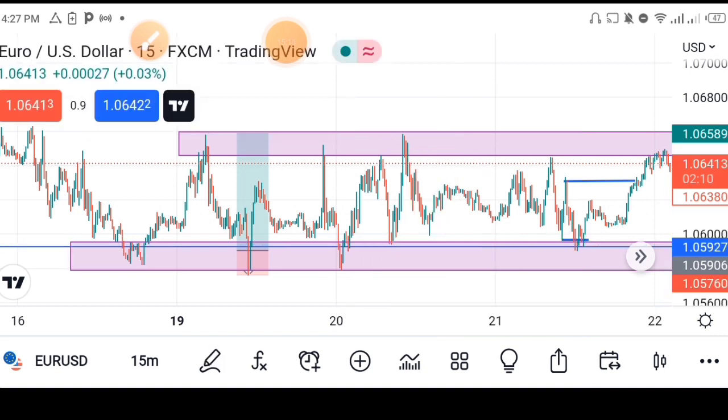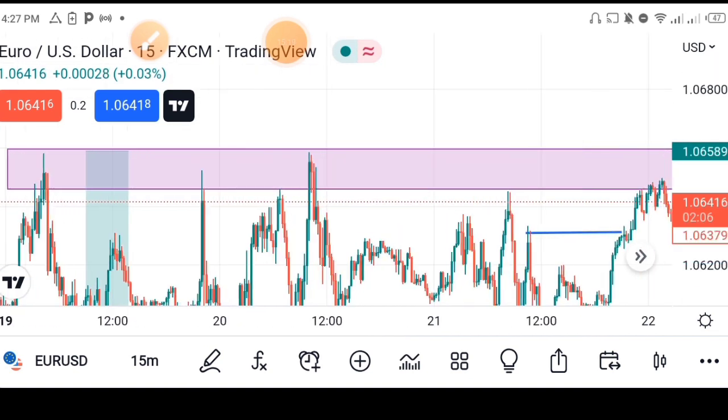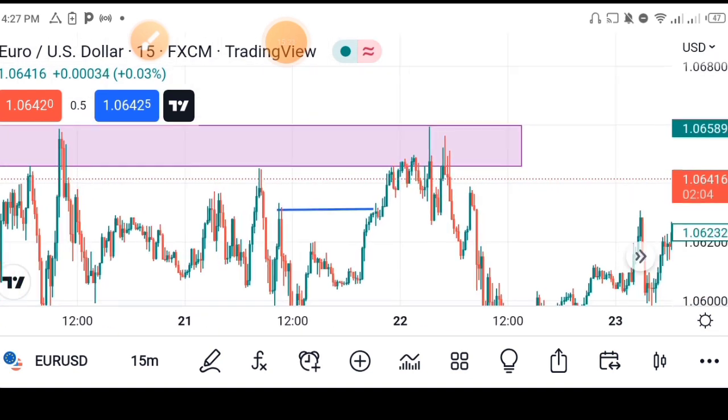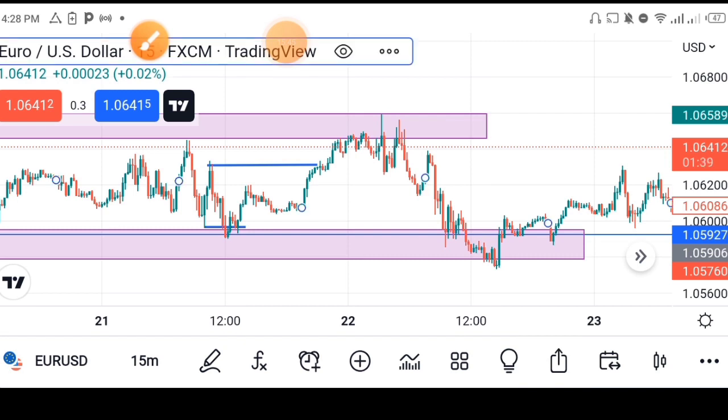50 pips, guys. So in a day, if you can get a 50 pips trade in a day, that is massive for you. Just wait for the third one. This is the fourth one, fourth touch. And remember when I say you should put your stop loss, it's just here.